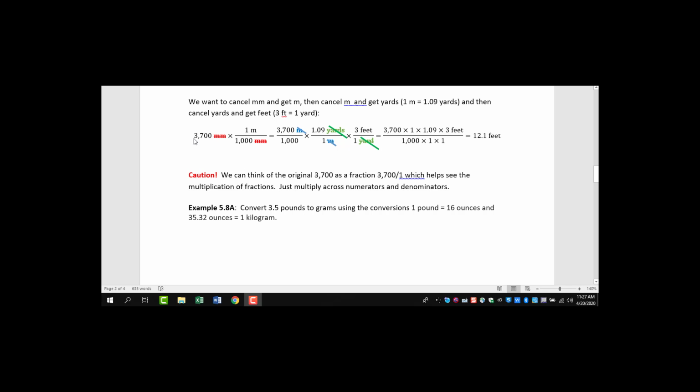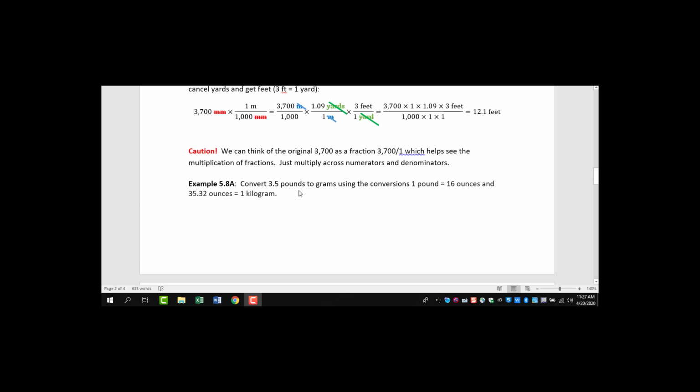Sometimes a lot of students like to put a 1 under here to start with, just to remind them that that is the numerator and the denominator is 1. And with multiplication of fractions, you multiply the numerators, you multiply the denominators, and lastly you divide.